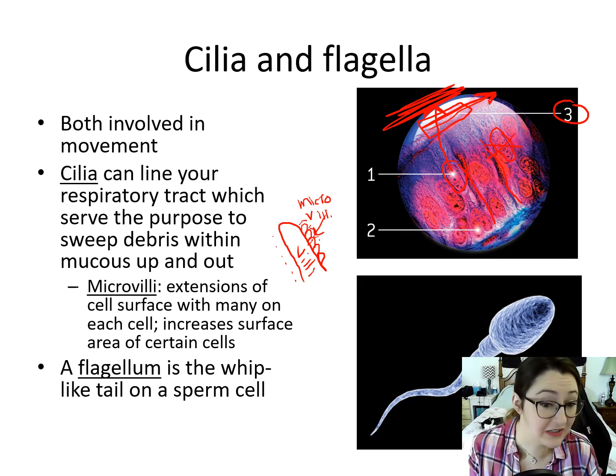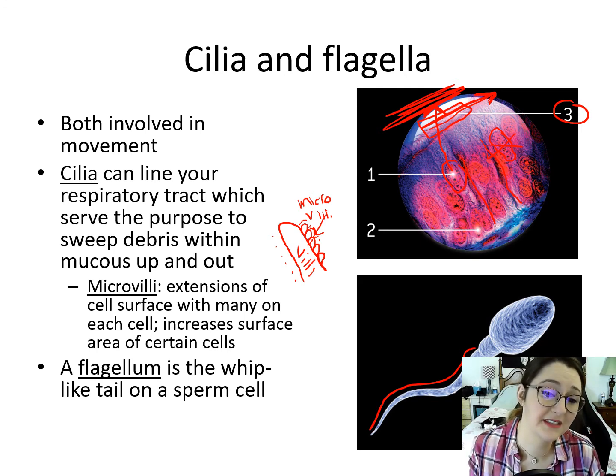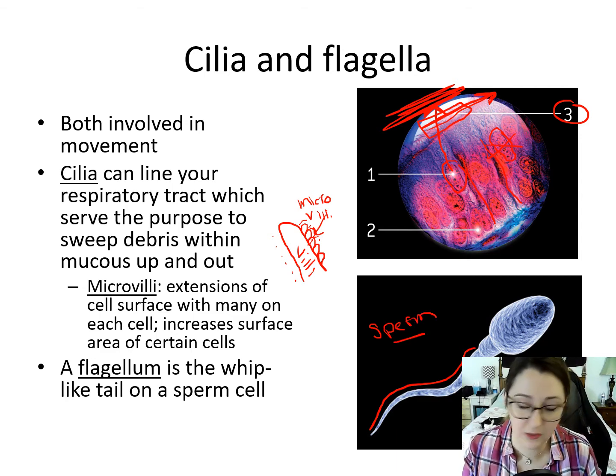Then last and certainly not least, you have a flagellum. A flagellum is going to be this whip-like tail on a cell. And the example I want you to think of is a sperm cell. So this right here is a sperm cell. And it will help in the movement of that cell. Both of these actually do. I don't know that I stated that.